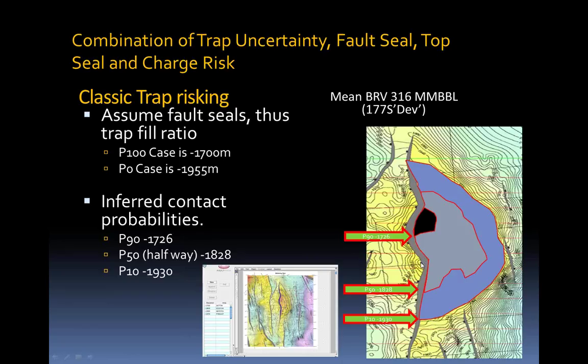So then they guess I've got a 90% chance of getting 10% full, a 50% chance of being half full, and a 10% chance of it being 90% full. That gives us an idea of some of the range of fill. So we're mixing together top seal risk, lateral seal risk, and charge risk, and that gives us, in this particular case, in the region of 316 million barrels of BRV.